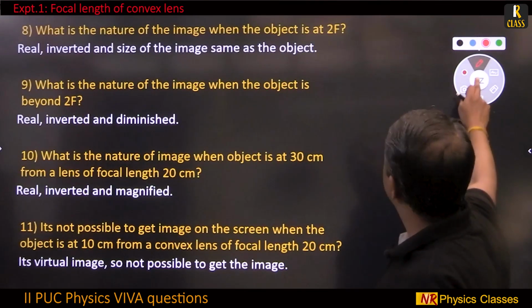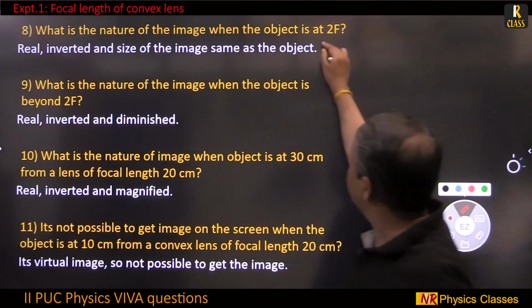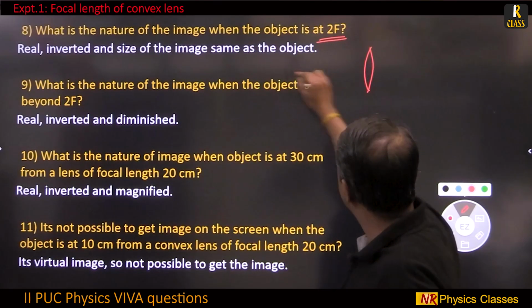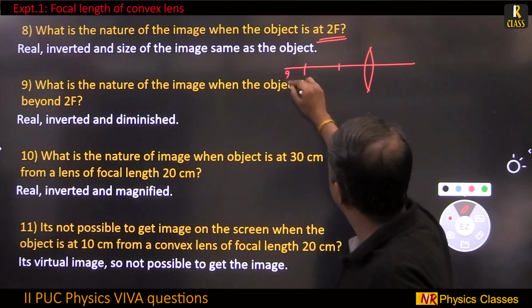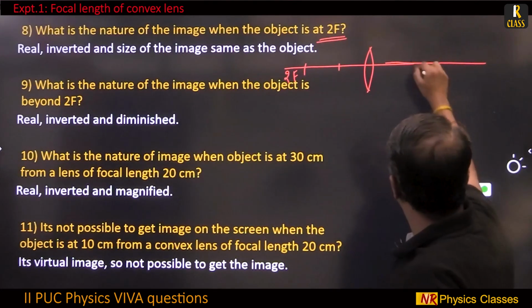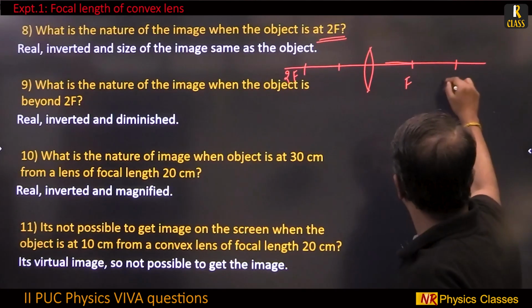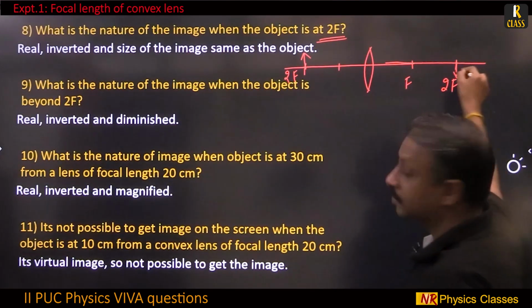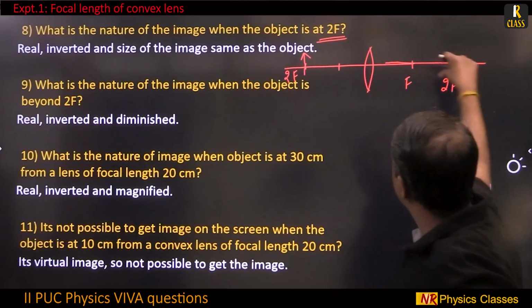What is the nature of image if object is at 2f? 2f means image is at 2f. Lens, f, 2f, on the other side f, 2f. This is the object and this is the image. Size of the object is equal to size of the image.